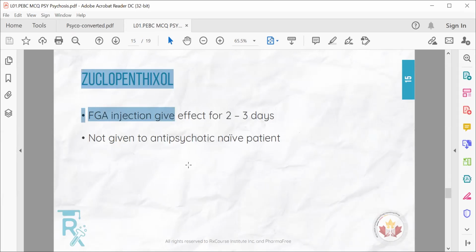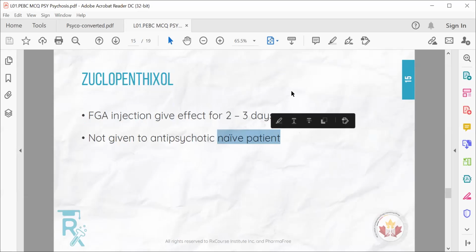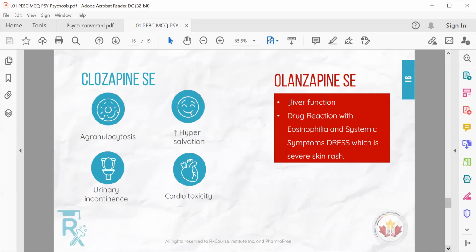This word naive reminds us of what? The word naive reminds you of what? With the opioid? Yeah, fentanyl patch, okay? We cannot use fentanyl patch in opioid naive patients.